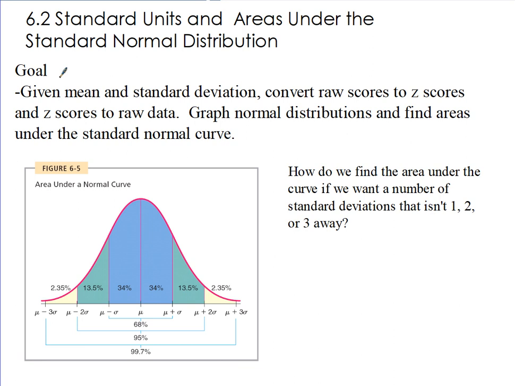Okay, so 6.2, I kind of want to pose the question to you. Here's the empirical rule in that picture, but how do we find the area underneath the curve if the number of standard deviations isn't a whole number like 1, 2, or 3 away? Well, kind of an issue, so I'll show you a way that this can be done by using what's called the standard normal curve.